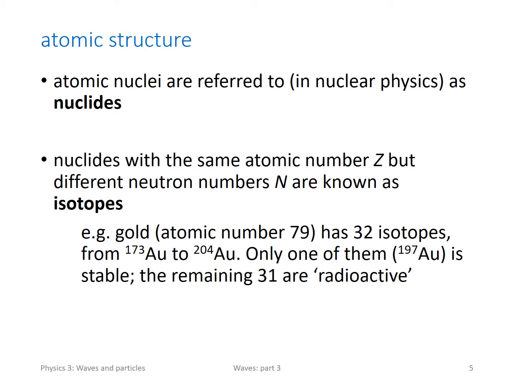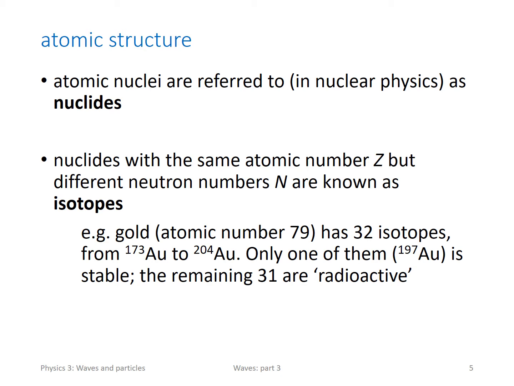Continuing with the notation and terminology, it's worth pointing out that in nuclear physics we tend to refer to atomic nuclei as nuclides. This reflects the fact that in nuclear physics it really is the nucleus that we're interested in. We don't take into account the electrons, though these are important obviously for determining the chemical properties of an element. In nuclear physics it's the nucleus that we're interested in.